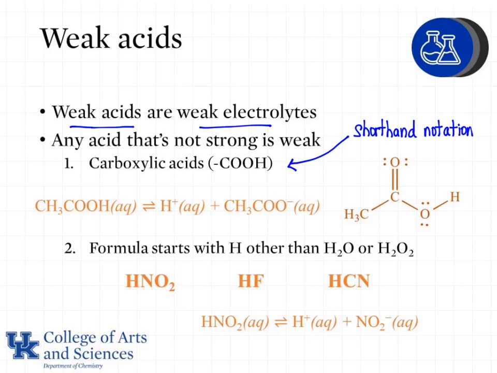The other type of weak acid can be identified by looking at the chemical formula. When you look at the formula and see that it starts with H and it's a compound other than H2O or H2O2, you can assume that this is an acid. Some examples include HNO2, HF, and HCN, which are all examples of weak acids because they are not on the strong acid list. Remember, an acid that is not strong is weak. By knowing the 6 strong acids, we can then determine that other acids are weak.